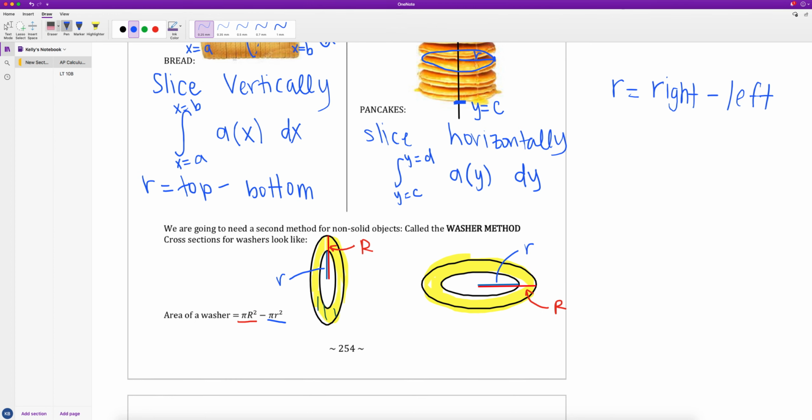I'm going to end up using this washer method when I have a non-solid object.